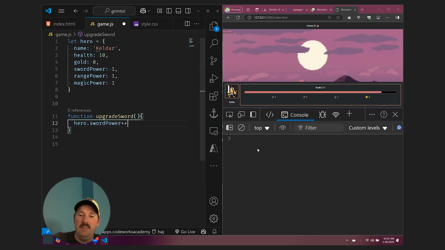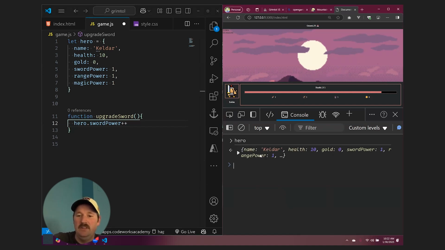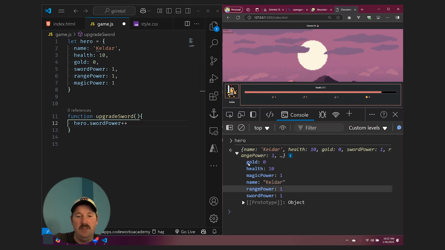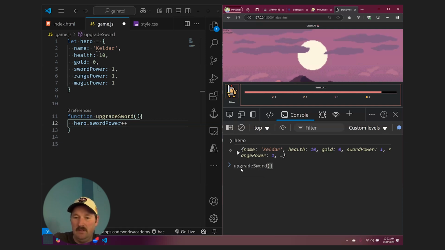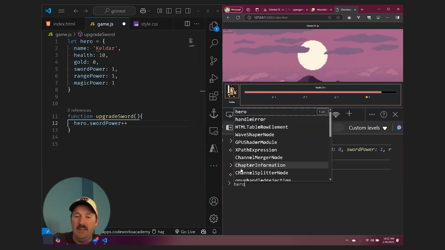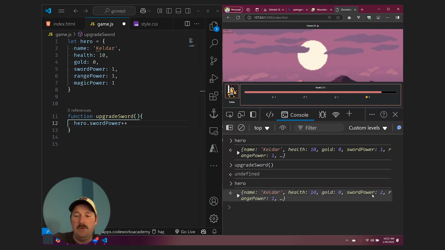Then if I come over here, I should be able to say, let's look at my hero. That's Keldar. Sweet. Let's upgrade the sword. And then if I look at my hero again, my sword power is now at 2. So I know I'm making the right steps forward, right? That is how I do that.